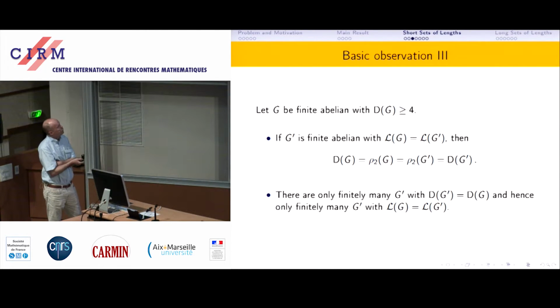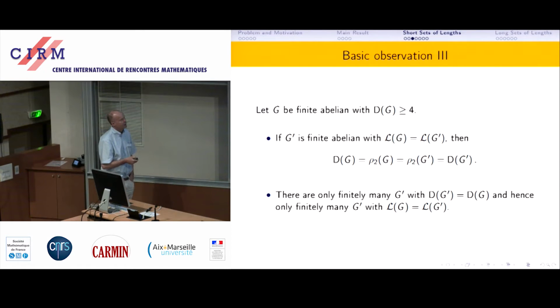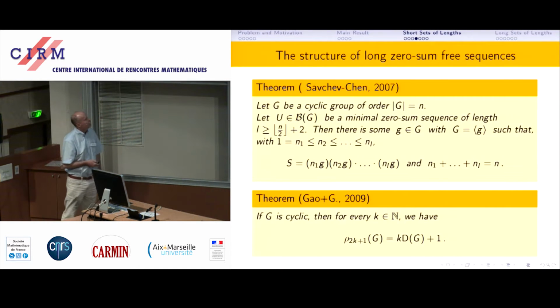Here's a further observation. Take 2 groups, G and G prime. If their systems coincide, the rho_2 values must coincide. But the rho_2 values are simply the Davenport constants. So if this holds, the Davenport constant must be the same. Now, let us fix one group G. There are only finitely many G prime where the Davenport constant of G prime is a given fixed value. So therefore, there are at most finitely many groups up to isomorphism such that this can be true. Okay, at least we have this.